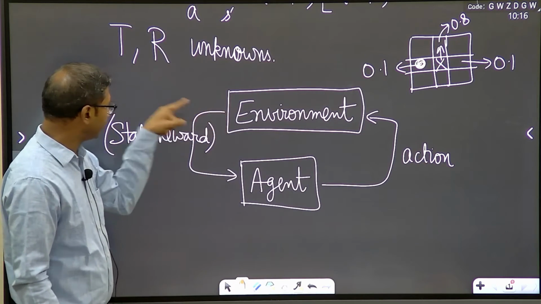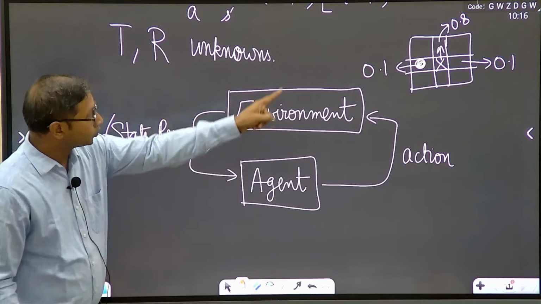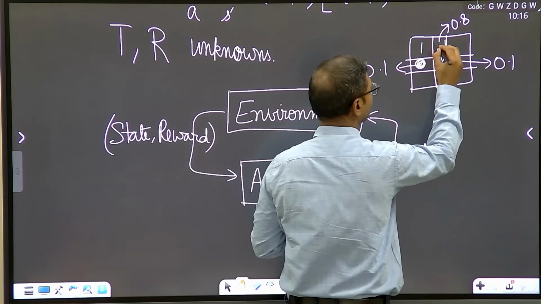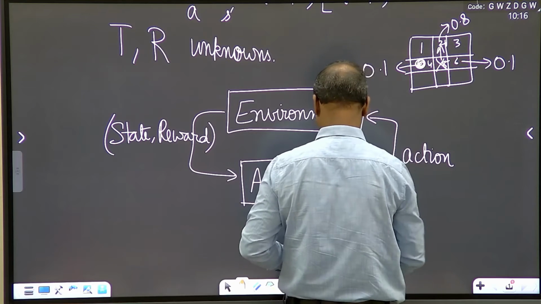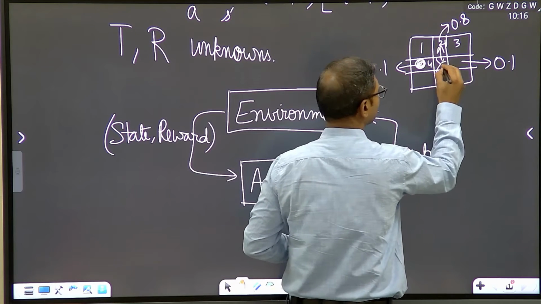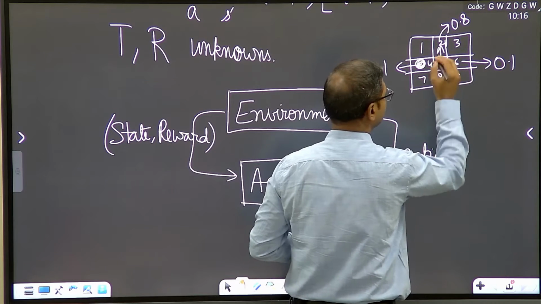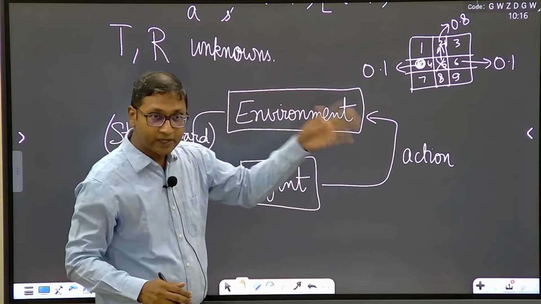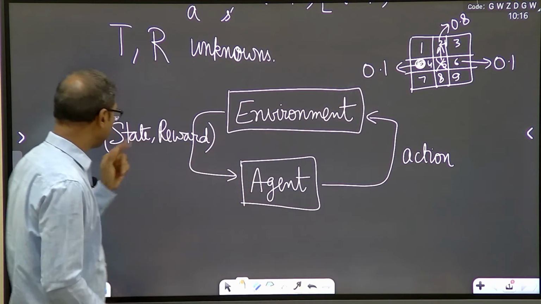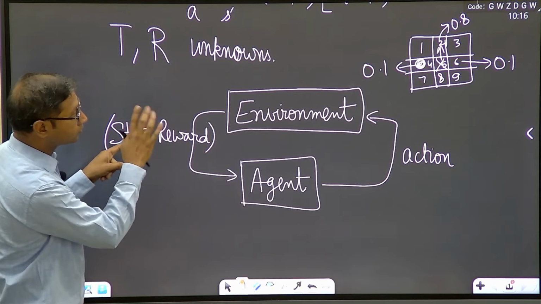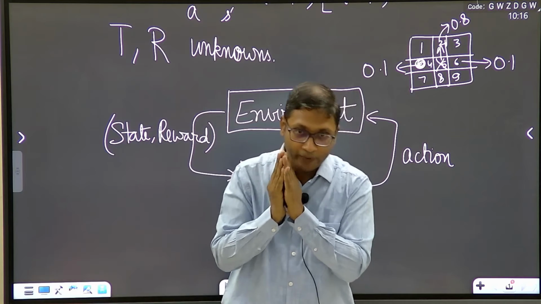So what will be the state in that case? The environment sends me to this state. Let me call them 1, 2, 3, 4, 5, 6, 7, 8, 9. So I start from state 5. I took an action that should have taken me to state 2, but I end up in state 4, and this is just how movement is happening.